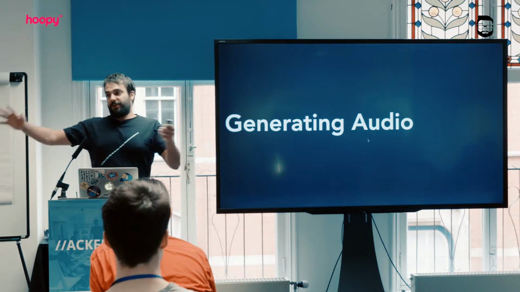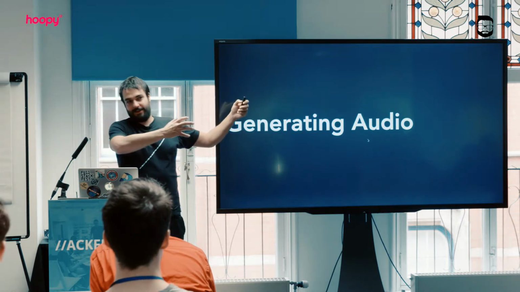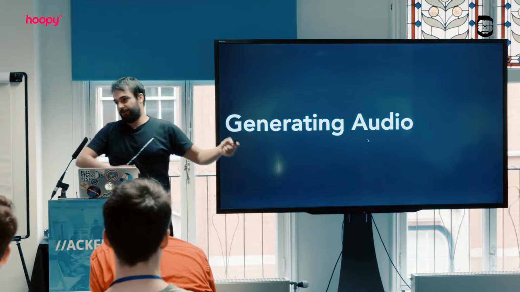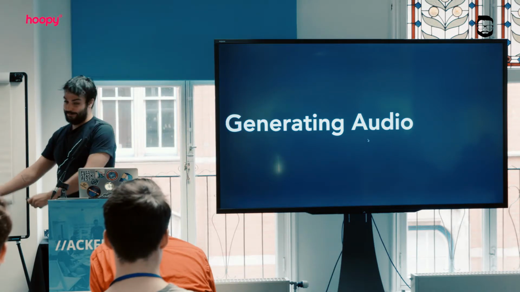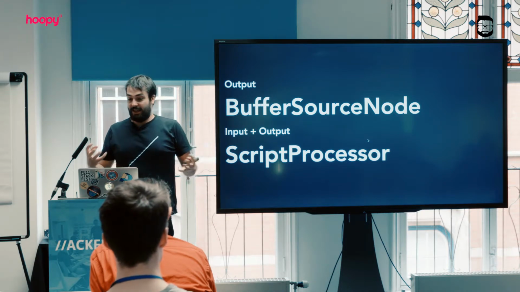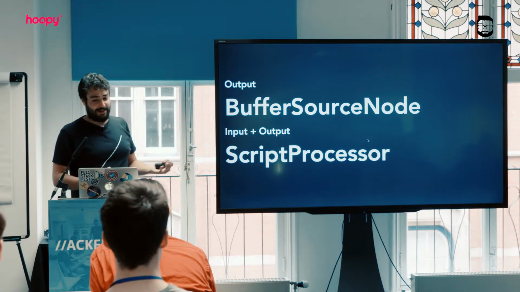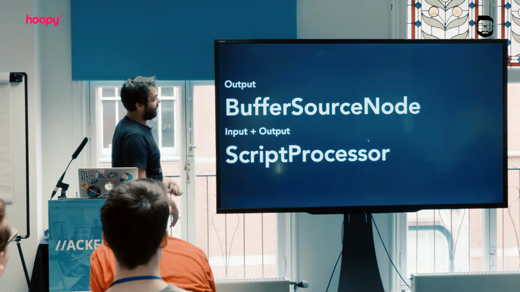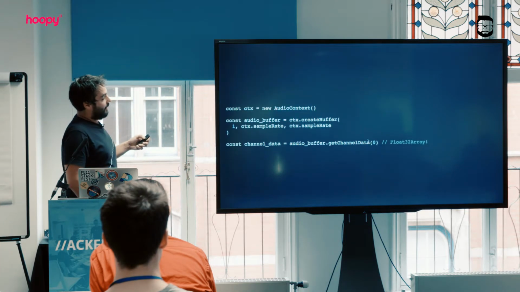Right, okay, so that's us. We've pulled out data from our audio graph. We can also use the audio graph to push in data. So there's a couple of ways of doing this. Buffer source node is a nice, clean, easy way. Script processor, you've got a few more options, and we'll get to that in a bit.